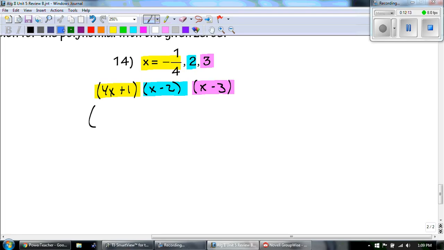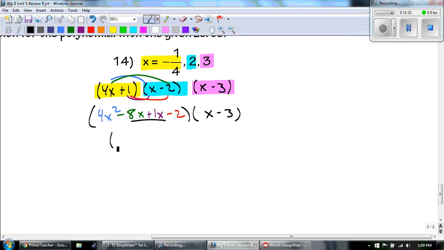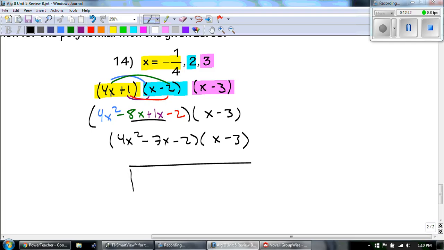So you distribute to get 4x squared minus 8x plus 1x minus 2, and then x minus 3. Combine your like terms. So we get 4x squared minus 7x minus 2 and x minus 3. And then we do the box method.